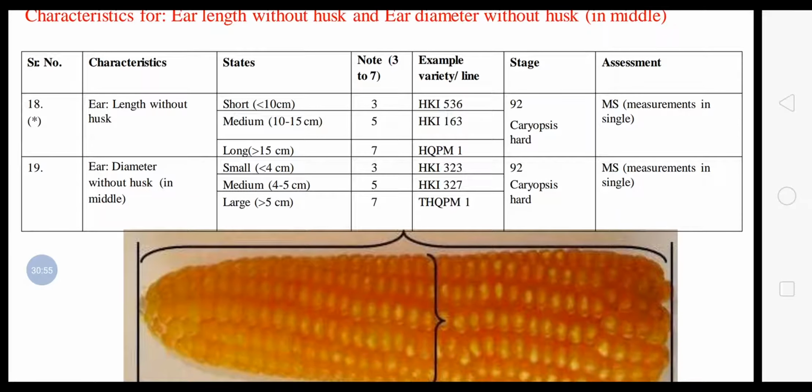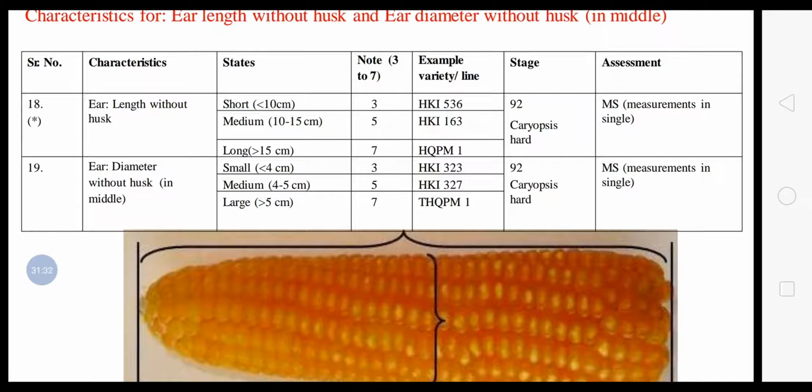The next characteristic is ear length without husk. This is after the harvesting stage, where the ear length is taken as short, medium and long. This scoring depends on the length of ear, like short means less than 10 centimeter, scored as 3, medium is 10 to 15 centimeters, scored as 5, and long is more than 15 centimeters, scored as 7. Example for short cob is HKI 536, medium is HKI 163, and long is HQPM 1.